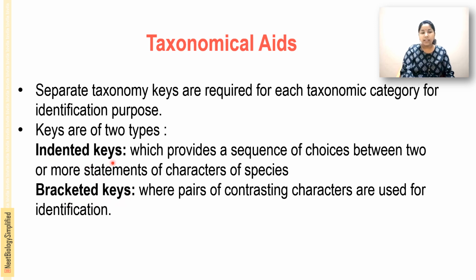The indented key provides a sequence of choices between two or more statements of characters or species. Bracketed key, where pairs of contrasting characters are used for identification. That is, pairs of contrasting characters are used for identification in the bracketed key. Indented key means more choices are available between two or more statements.